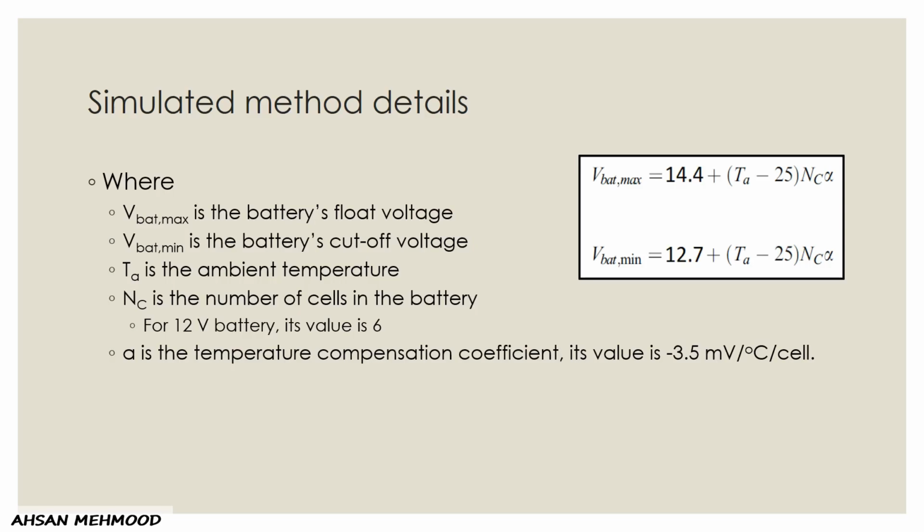As ambient temperature measurement of the battery is impossible in MATLAB Simulink software, for the sake of simplicity, its value is considered 25 degrees centigrade. So, V battery maximum and V battery minimum would be 14.4 volt and 12.7 volt respectively.